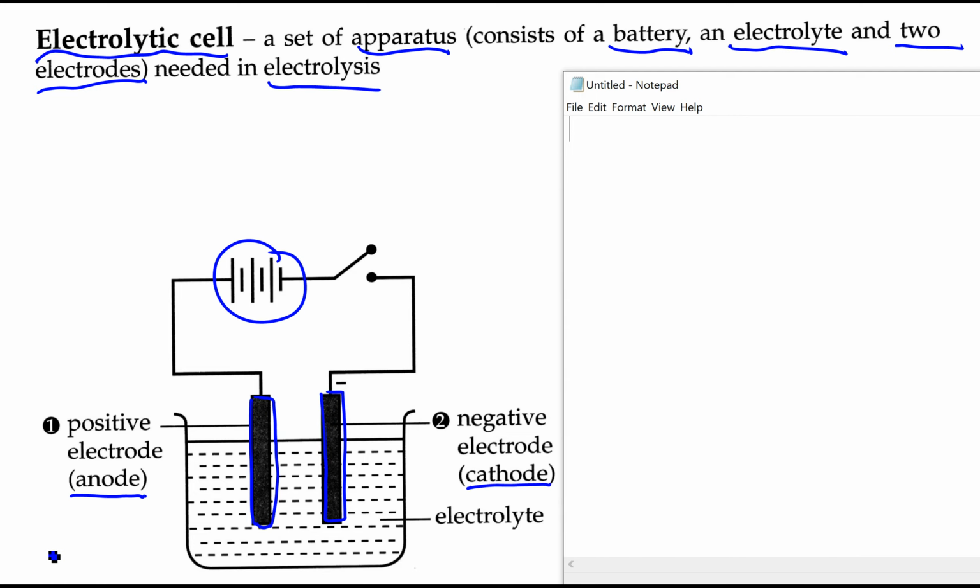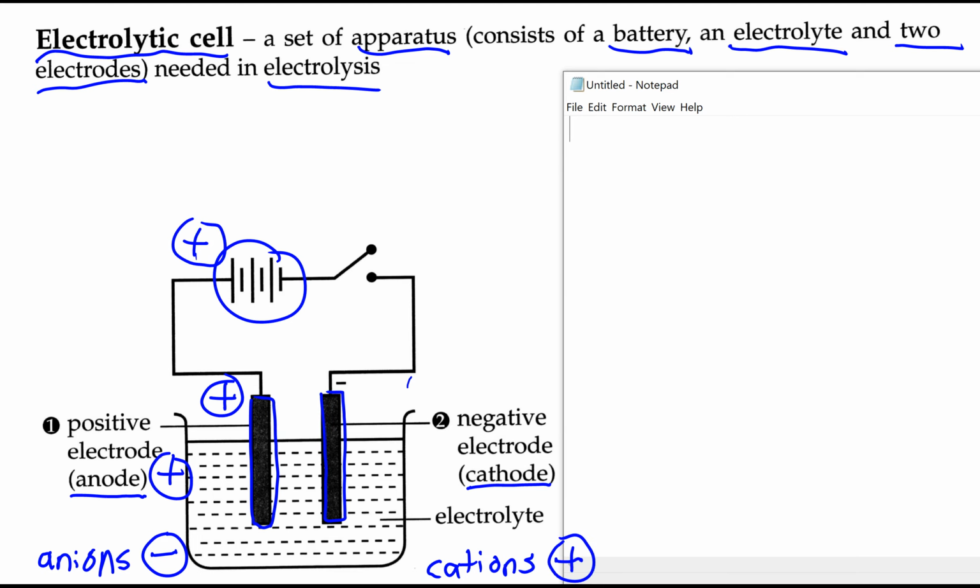Now the anode attracts anions. Since anions are negative ions, the anode is a positive electrode connected to the positive end of the battery. Similarly, the cathode attracts cations. Since cations are positive ions, therefore the cathode must be a negative electrode since opposites attract, and hence the cathode is also connected to the negative end of the battery.